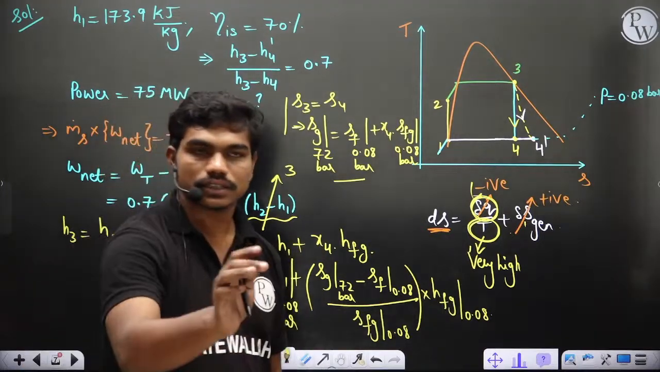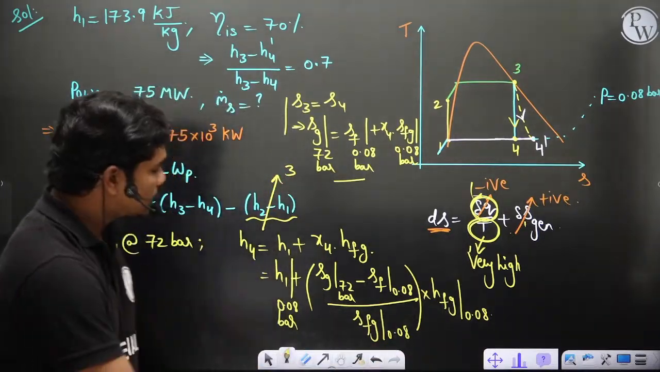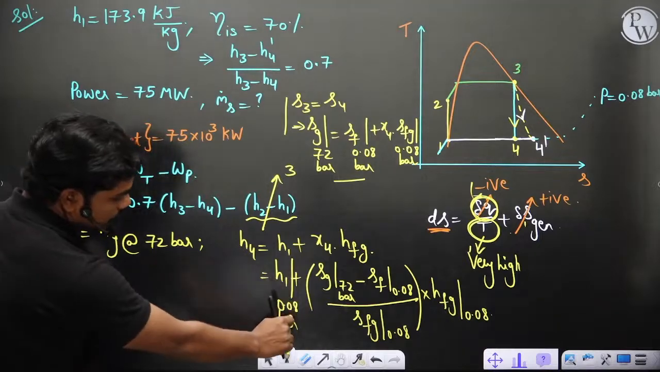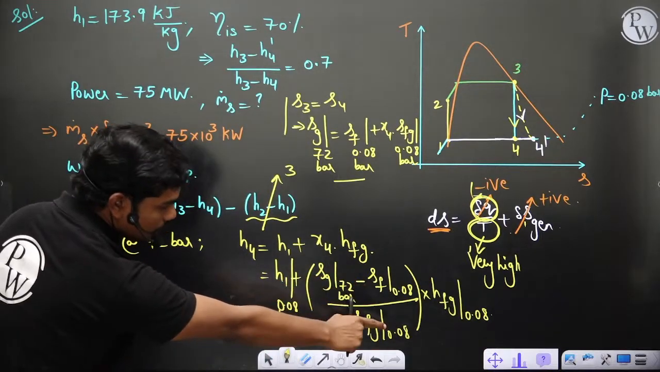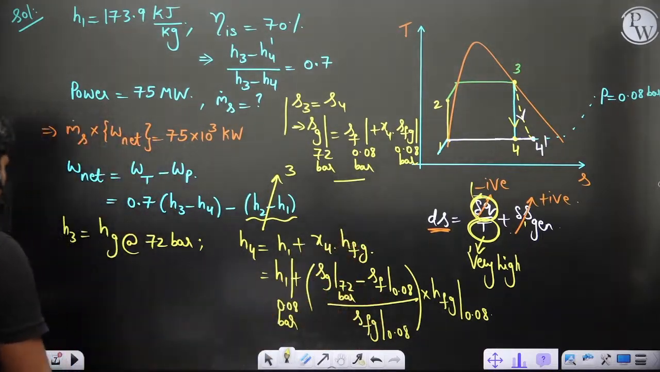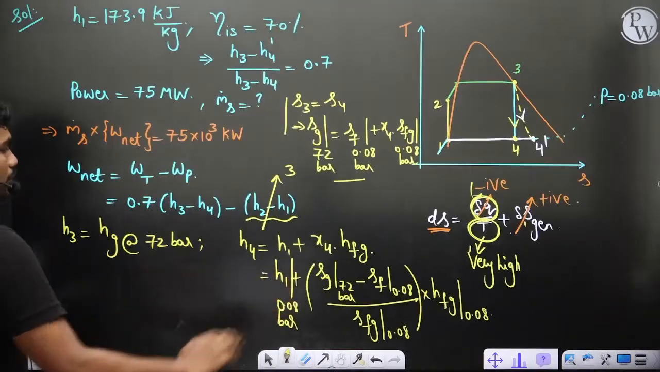I'll just tell you. Just let us finish this question, we'll talk. So see here, in this case H1 at 0.08 bar plus this condition, and these values. Now the only thing is pick the values from this data and do the simplification. Let us do this.